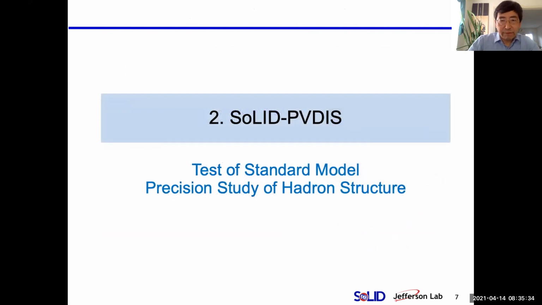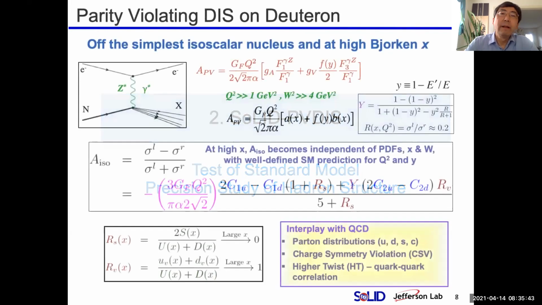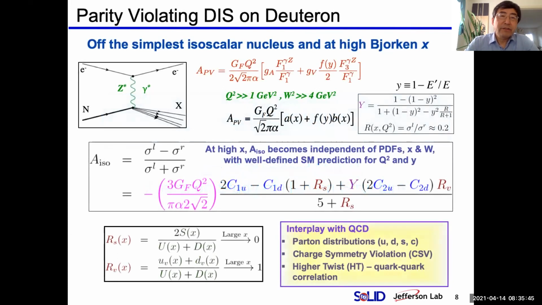So I'll start with the first part, which is the PVDIS. It tries to test the standard model. Also, it provides some precision study of hadronic structures. With parity violation, you actually take advantage of the interference between the photon exchange and the Z0 exchange.